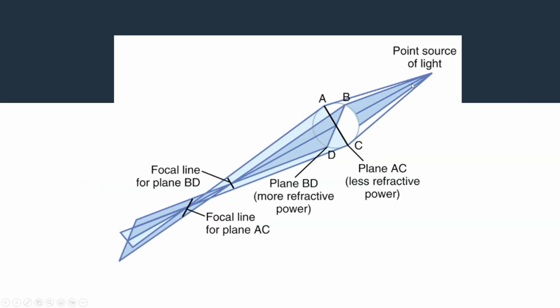This is astigmatism. Astigmatism requires optometrists to use two lenses to test. They will just randomly test to see which vision is better from the two lenses. One is to correct the BD plane, which is the top bottom plane. One is to correct the AC plane, which is the left and right plane.